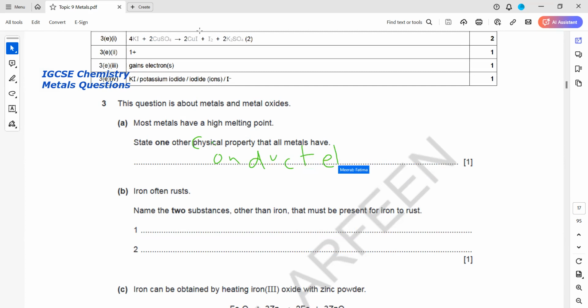So this question: most metals have high melting point. One other physical property you can mention is conducting electricity. You can mention high density. You can mention sonorous as well.